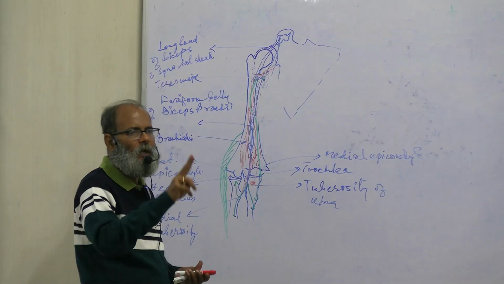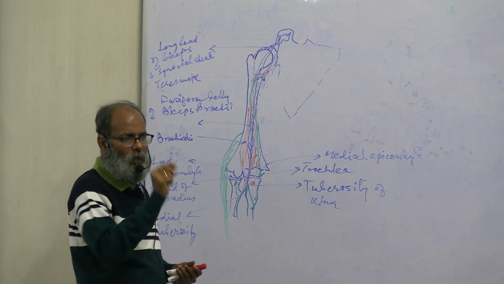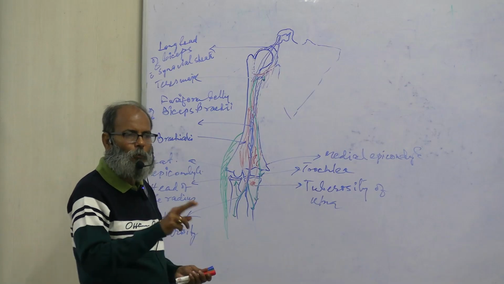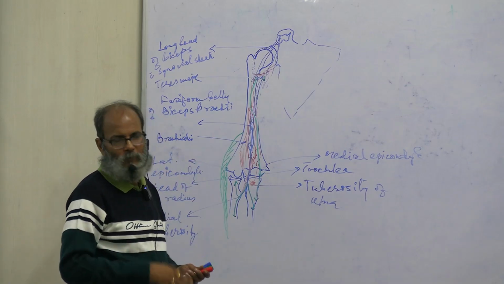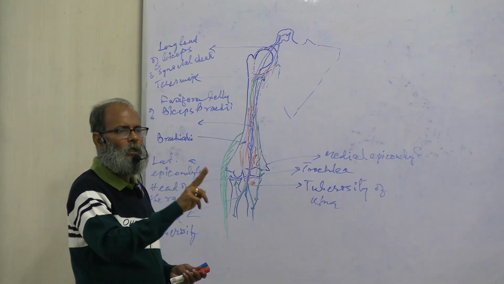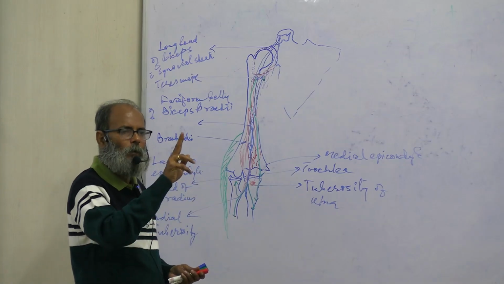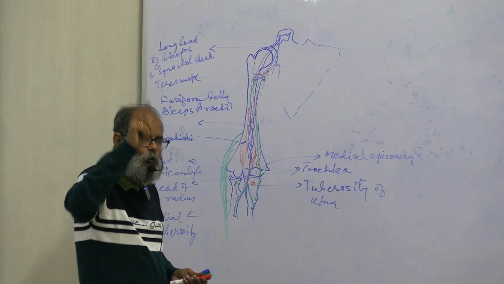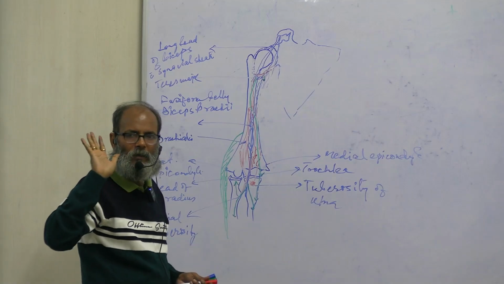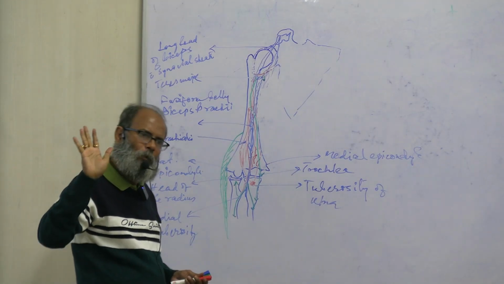The basilic vein also joins with the two venae comitantes of the brachial artery to form the axillary vein. So, the basilic vein joining with the two venae comitantes of the brachial artery at the lower border of teres major is continued above as the axillary vein. Is it clear? Got my point?